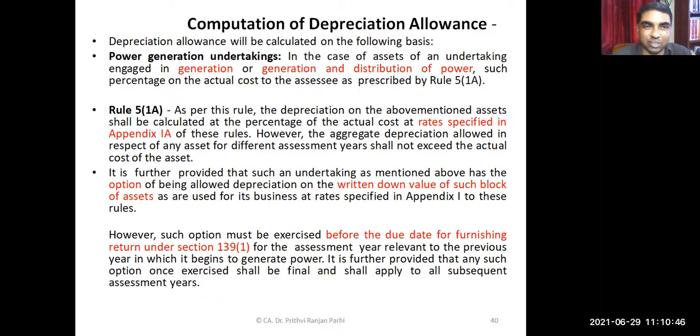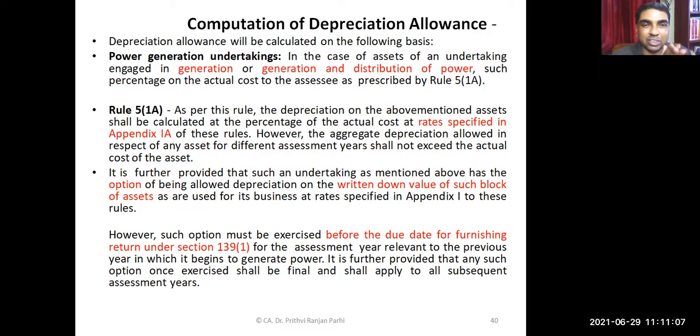That means other than power generation and distribution companies, depreciation is charged on a concept called the block of asset concept. That means certain assets are grouped together and they are called a block. And on that block, one rate of depreciation is charged. We'll be looking at it very shortly.